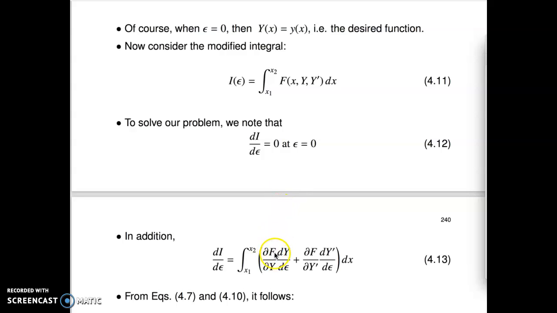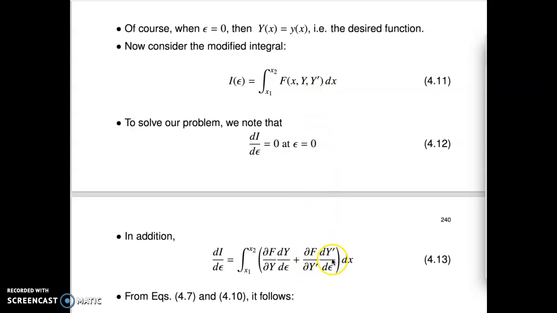Now, big F depends, in addition to x, on big Y, and big Y depends on epsilon. So the derivative of big F with respect to epsilon will be, using just the chain rule of calculus, dF by d big Y, and that's a partial derivative, you'll note, multiplied by d big Y by d epsilon. We're going to treat y and y primed as basically independent variables here.